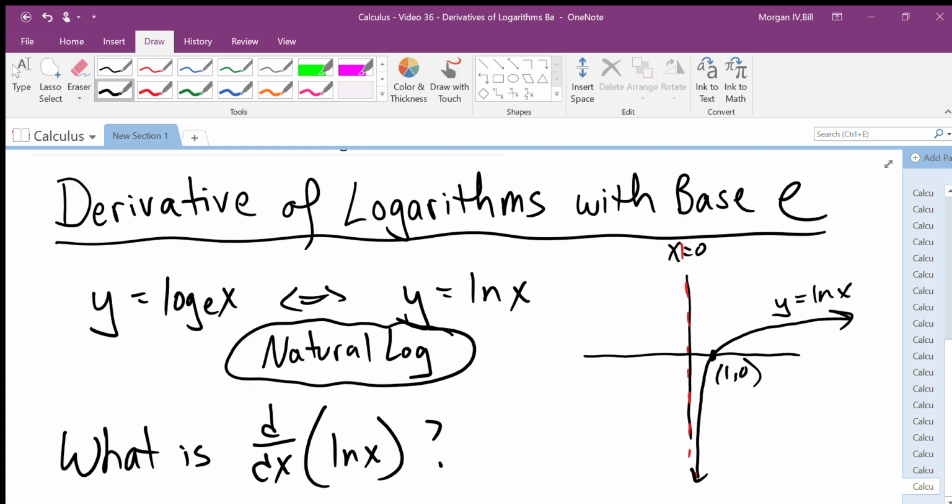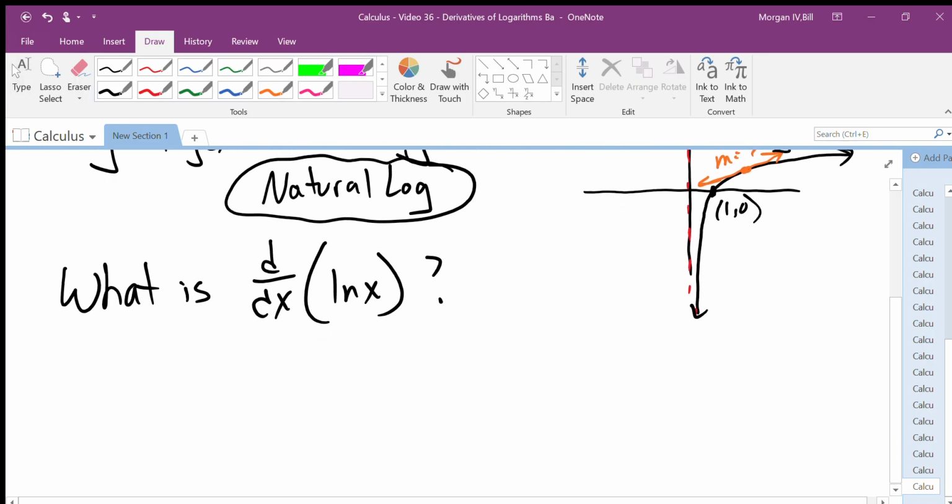Question is, what is the derivative of the natural log of x? Right, our goal is to find, say, any point on the y equals natural log of x and be able to find the slope of the tangent line. That's close enough. All right, what is this slope? To find the slope, we'll do the derivative, right? So we have to know the derivative of the natural log of x. So let's, without further ado, have a nice proof here.